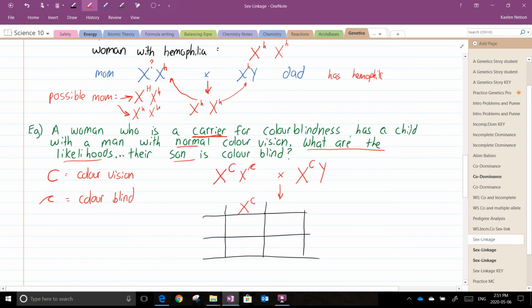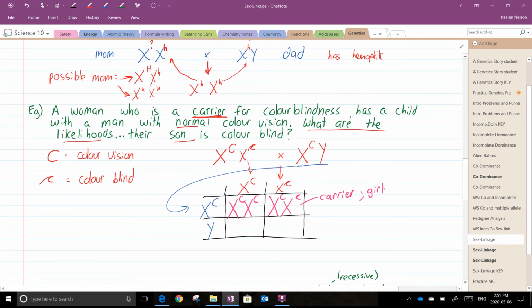I usually put the female on the top here and the male, the second one, over there. So X big C, Y. And now we'll fill in what our chances of offspring are. So this is big X, that's a girl, big C, so she has normal vision. Big X, big C, little c, so she's a carrier. And if you're doing a sex-linked question, it's always a good idea to mark it as boy or girl. And then this would be X big C, Y, and this would be X little c, Y. So this is a colorblind son.